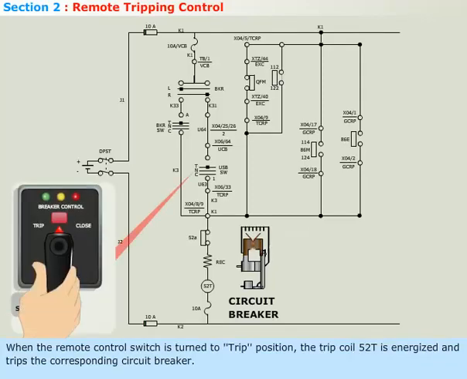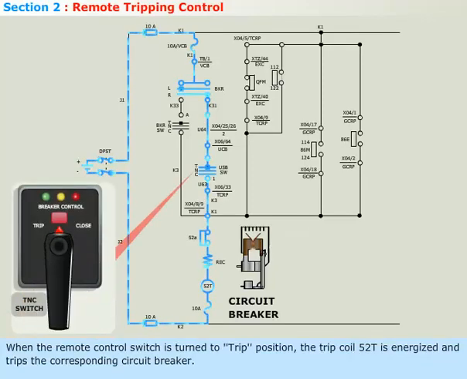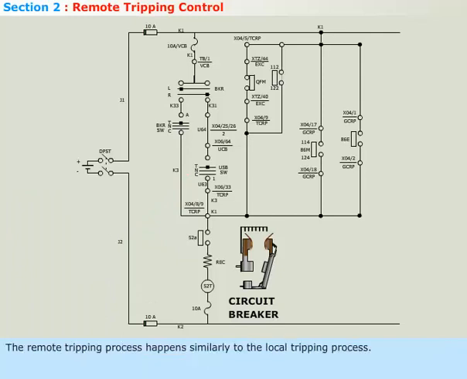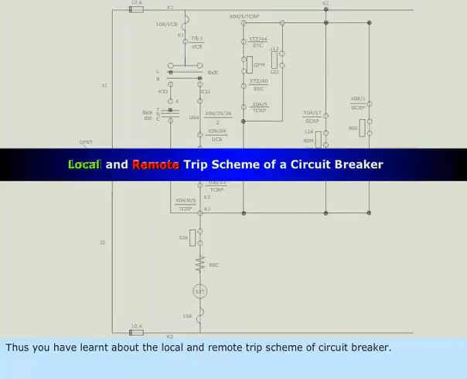When the remote control switch is turned to trip position, the trip coil 52T is energized and trips the corresponding circuit breaker. The remote tripping process happens similarly to the local tripping process. Thus, you have learnt about the local and remote trip scheme of circuit breaker.